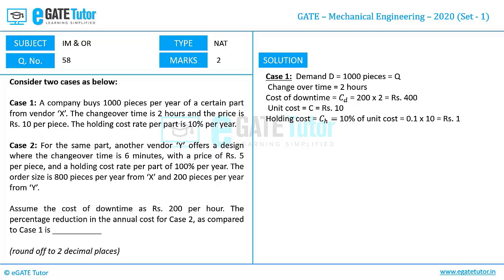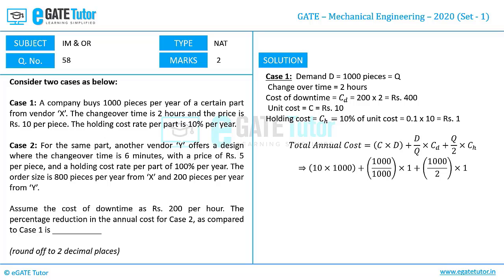Okay, we know that the total annual cost can be written as unit cost multiplied by demand plus demand by order quantity multiplied by the downtime cost plus order quantity by 2 multiplied by the holding cost. Substituting all the values here will give us the total annual cost in the first case will be rupees 10,900.